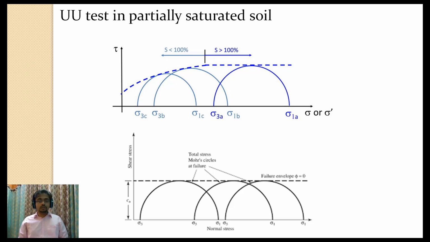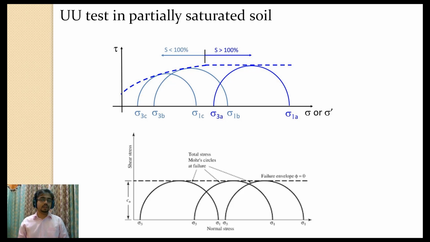Now, in the case of the UU test, if we apply it to fully saturated soil, there will not be consolidation, even then. Why? Because the drainage valve is not open. If the drainage valve is not open, then the water cannot get removed. That's why no consolidation will occur. So even in the case of full saturation, the UU test can apply as an unconsolidated test as the drainage valves are not open.